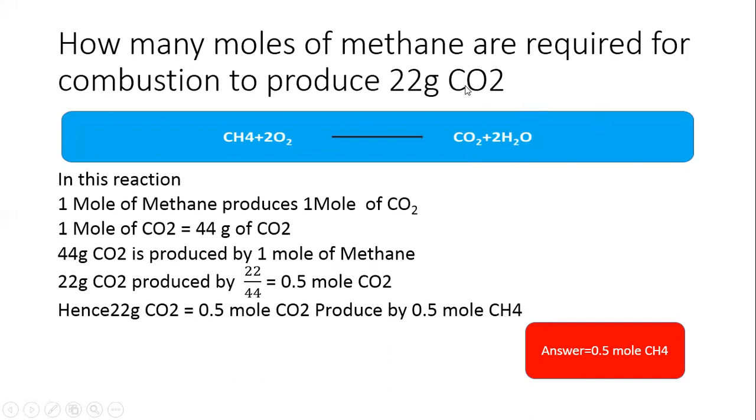And the question gives 22 gram, hence 22 gram CO2 is produced by 22 upon 44 equals 0.5 mole CO2. So 0.5 mole of CO2 is produced by 0.5 mole of methane. So the answer here will be 0.5 mole methane.